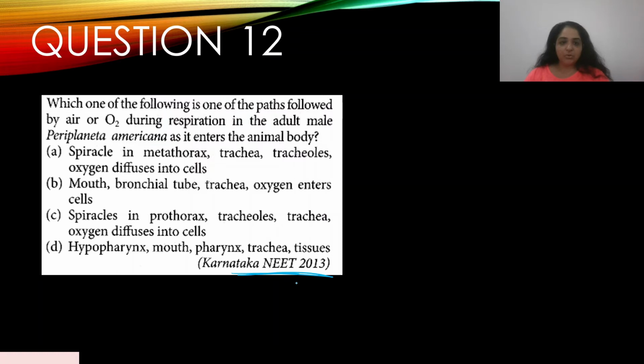B. Mouth, bronchial tube, trachea. No, that's incorrect. Obviously, spiracles are used for breathing. C. Spiracles in prothorax, tracheoles, trachea, oxygen diffuses into cells. D. Hypopharynx, mouth, pharynx, trachea, tissues. Clearly, trachea comes before tracheoles. So the answer is A, it's not C, it's definitely not D. The correct answer is A.